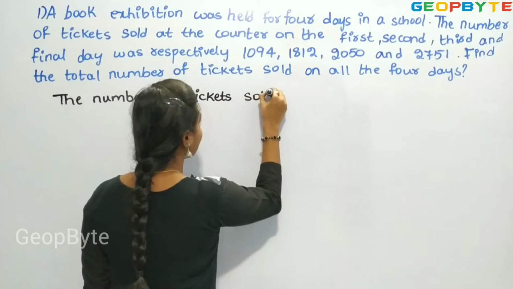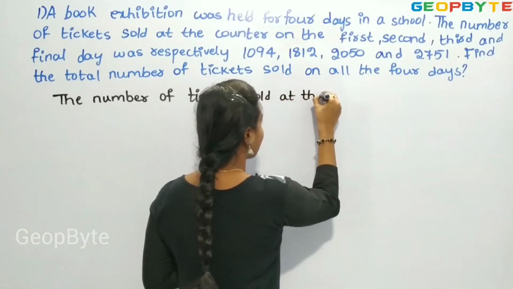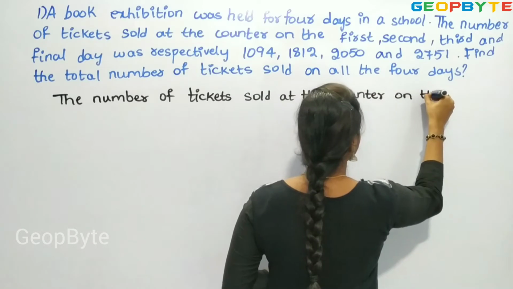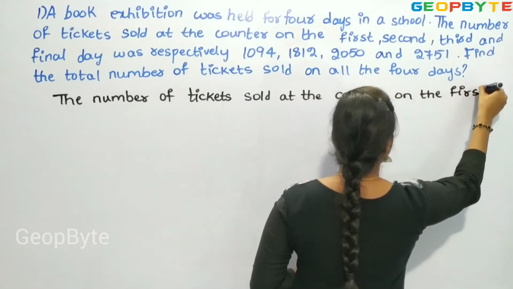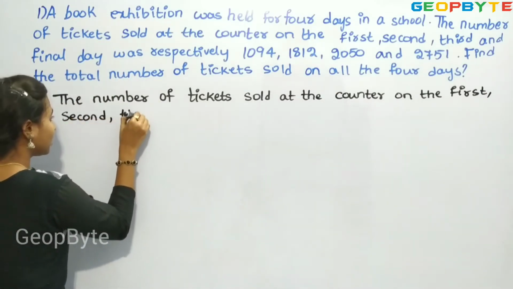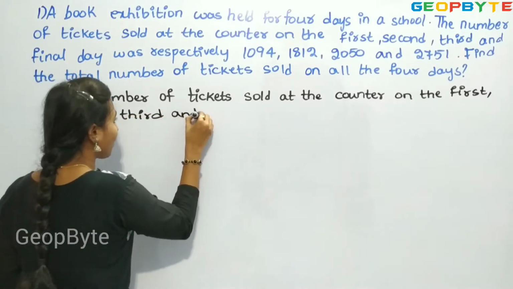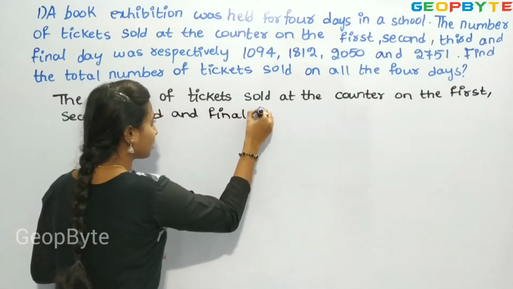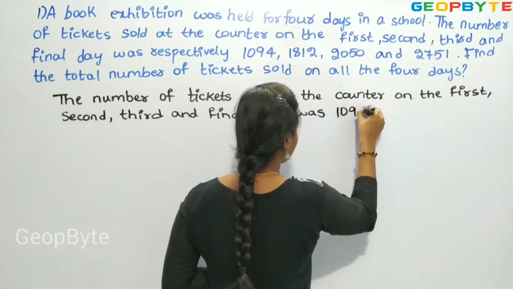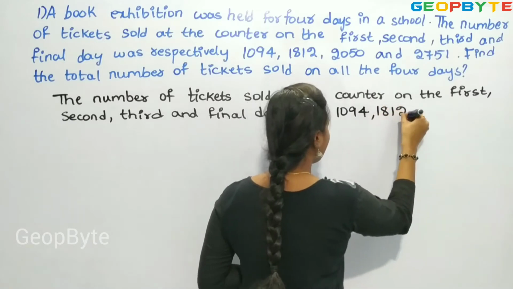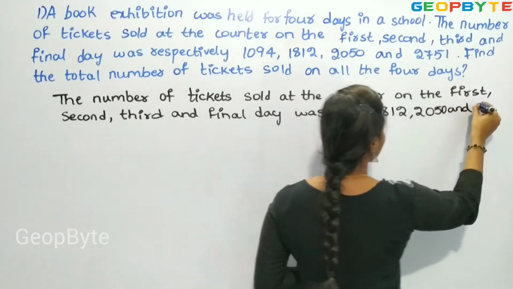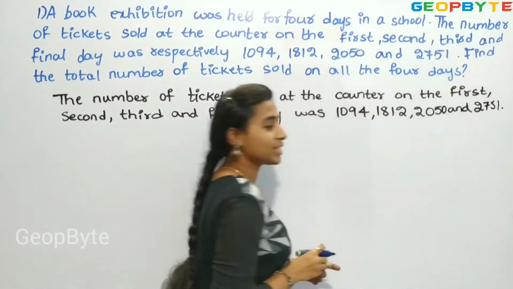sold at the counter on the first, second, third and final day was 1094, 1812, 2050 and 2751. So this is the given data.